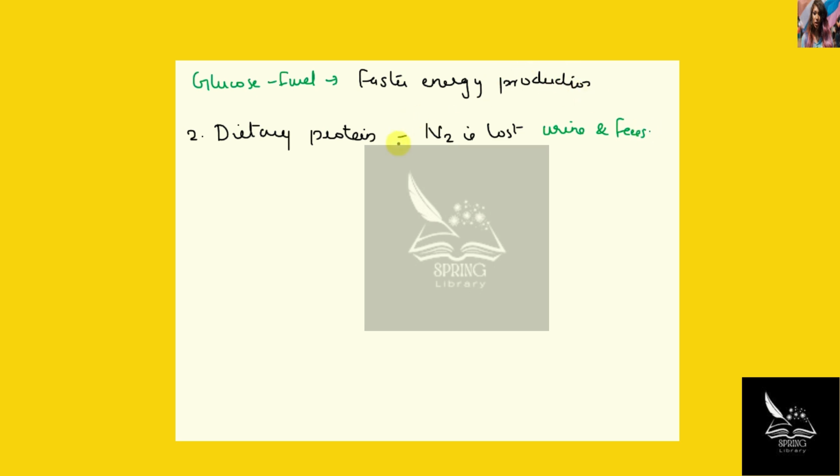Here, when protein is broken down during metabolism, nitrogen is released in the form of ammonia, which is then converted into urea in the liver and excreted in the urine. Some nitrogen is also lost in feces as it is a component of non-digested dietary protein and of the intestinal cells shed during the digestion.